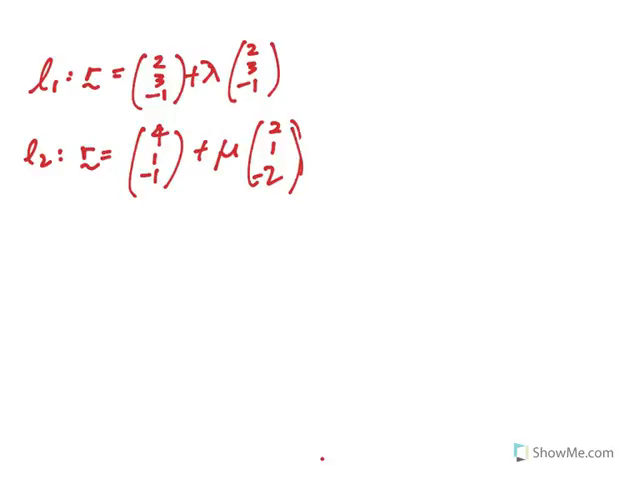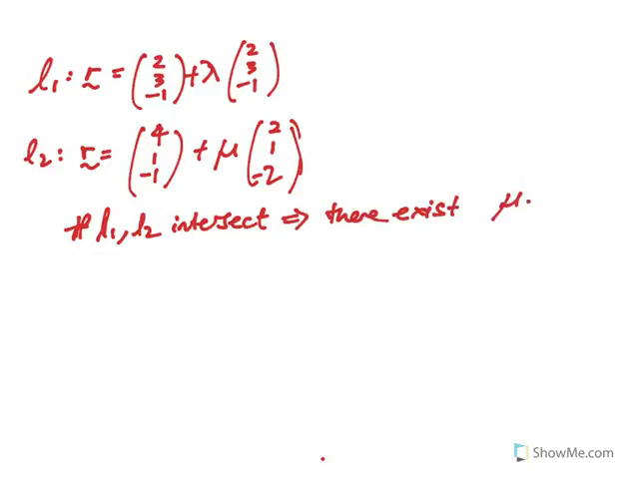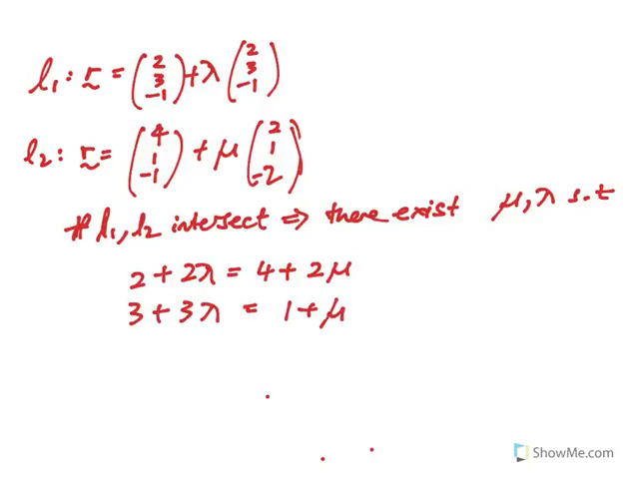Let that exist: if L1 and L2 intersect, it means there exists mu and lambda such that 2 plus 2 lambda equals to 4 plus 2 mu. 3 plus 3 lambda equals to 1 plus mu. Negative 1 minus lambda equals to minus 1 minus 2 mu. Now we're going to solve that.